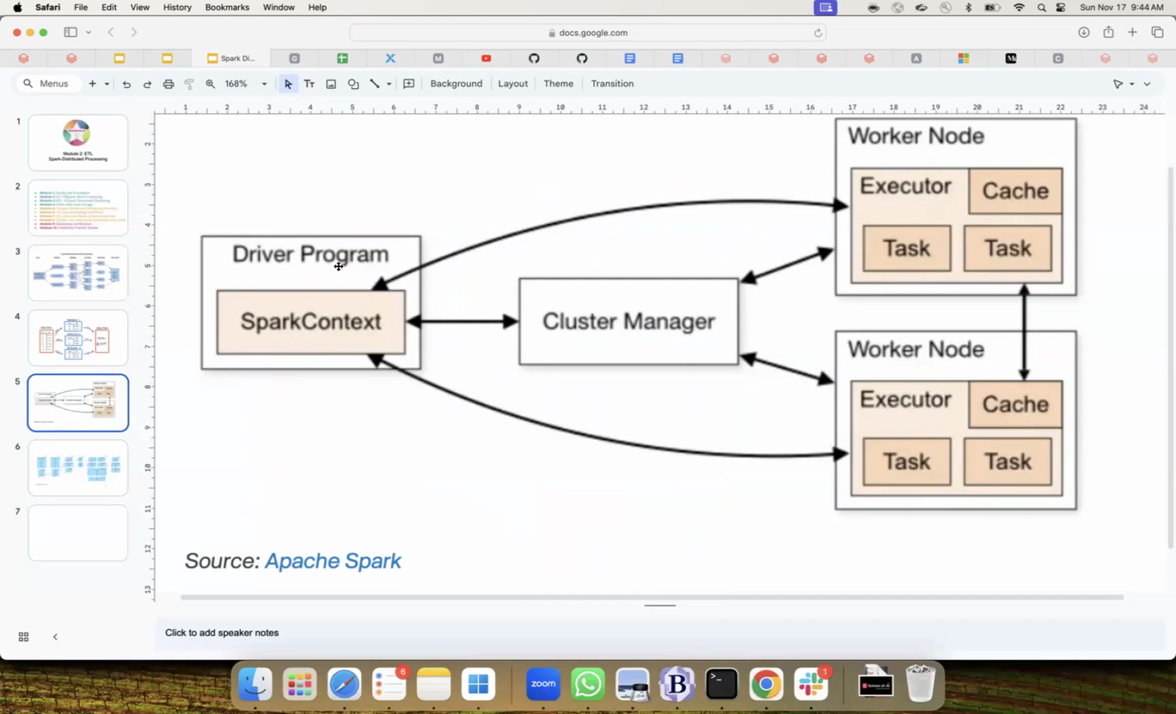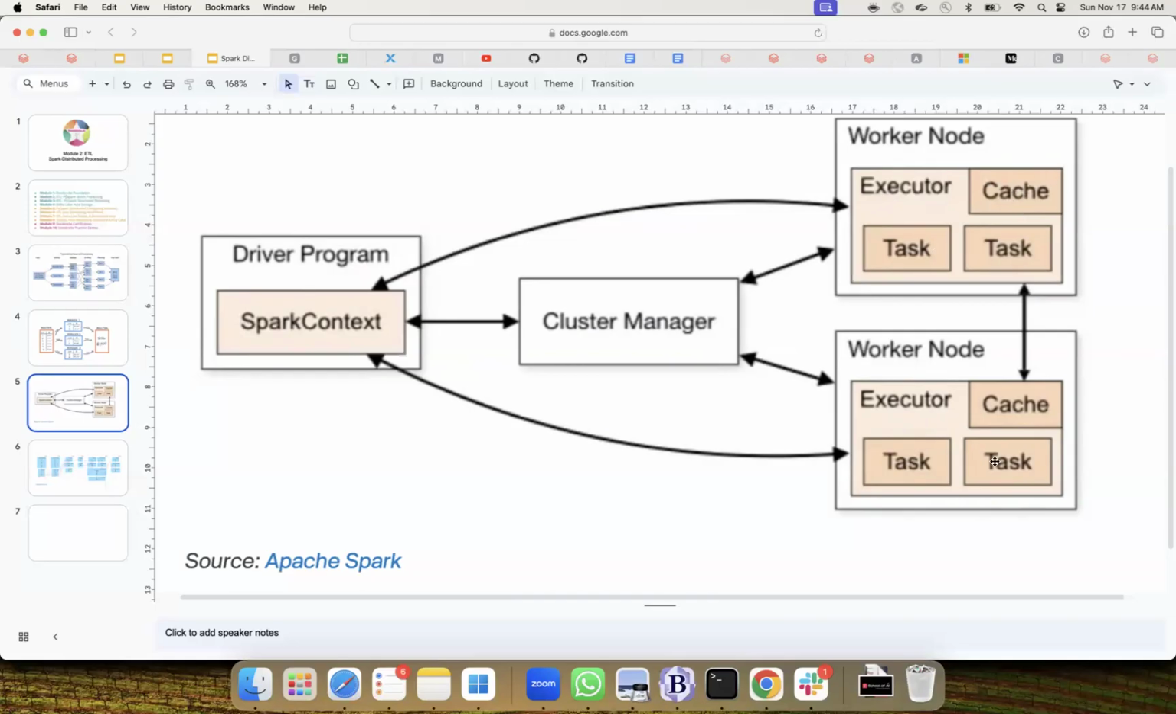So what it does is you have a driver program and a cluster manager. These are your worker nodes. This is machine 1, this is machine 2. Okay, node 1, node 2. In this, as I said, there is an executor. The executor will create tasks, and then it will create cache within that if I need a cache.